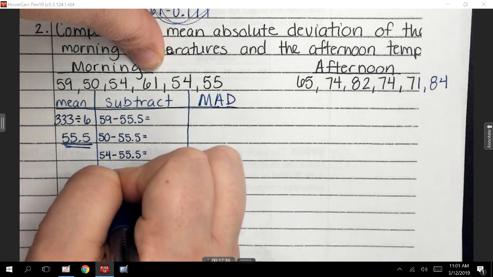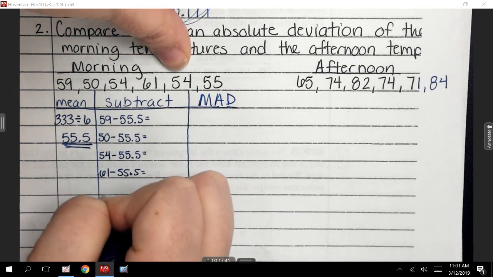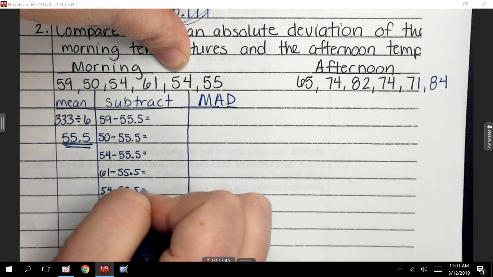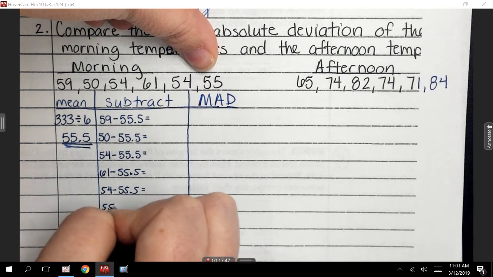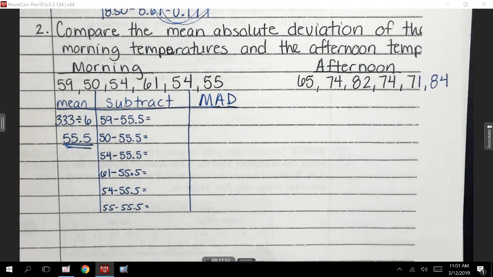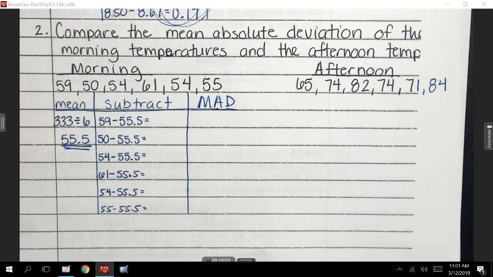61 minus 55.5, 54 minus 55.5, and 55 minus 55.5. Now all I've got to do is type it in and write my answer, okay? All right. So on the first one, 59. Do you have to write them all out first? If you want to write it, get your answer, write it, get your answer, write it, get your answer, you can. This just helps me speed up.